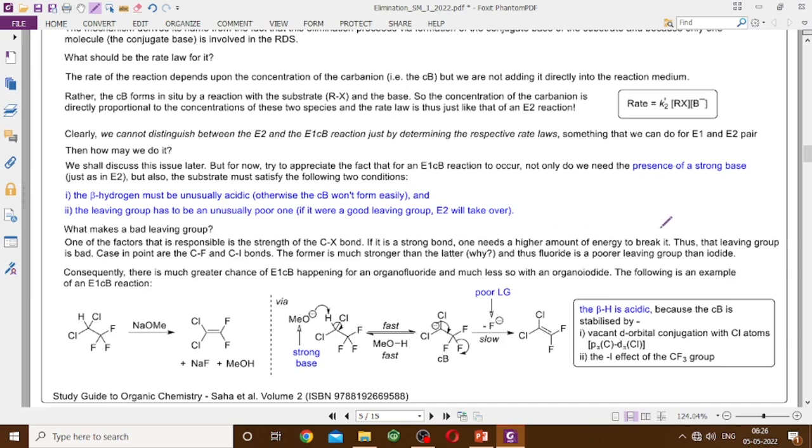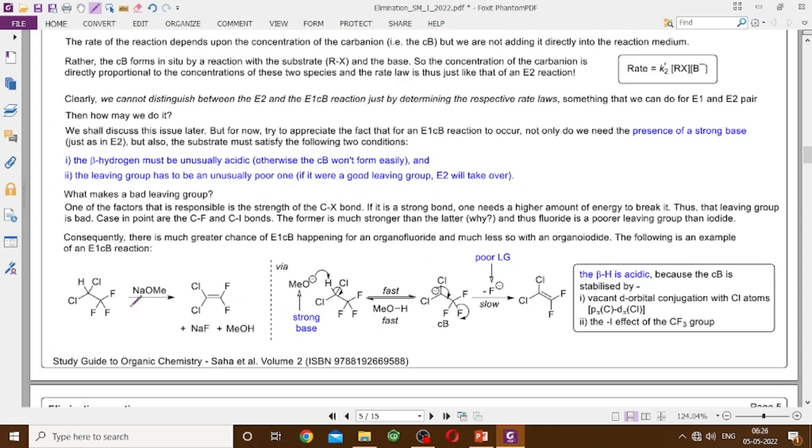A case in point is obviously the CF bond and the CI bond. The CI bond, due to orbital mismatch between carbon and iodine, is weaker, but CF bond is very strong, and therefore if you have an option of fluoride as a leaving group and iodide as a leaving group, then iodide is a much better leaving group and fluoride is a much poorer leaving group. So here we have one example where sodium methoxide induced elimination reaction is happening, a dehydrofluorination reaction giving rise to a tetrasubstituted alkene. The reaction is taking place in E1CB mechanism.